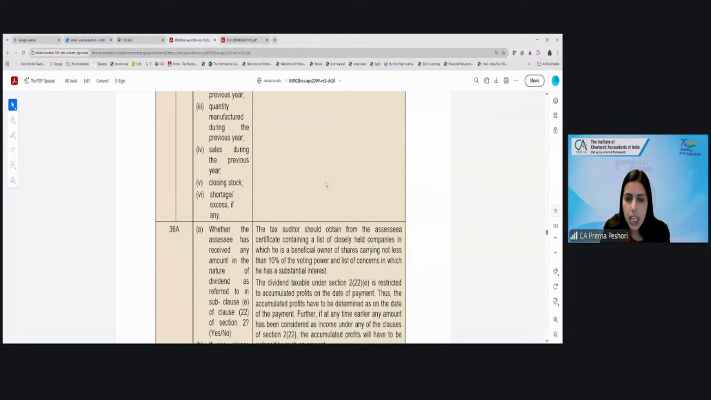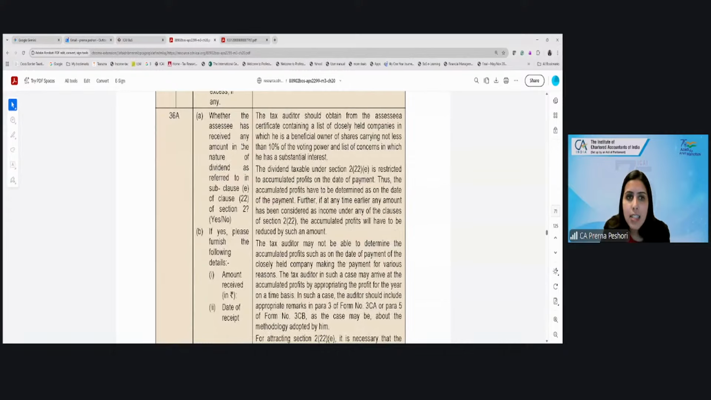Next is 36A. Whether the assessee has received any amount in the nature of dividend as referred to in section 2(22)(e). What is 2(22)(e)? If yes, furnish the details, amount received and date of receipt.